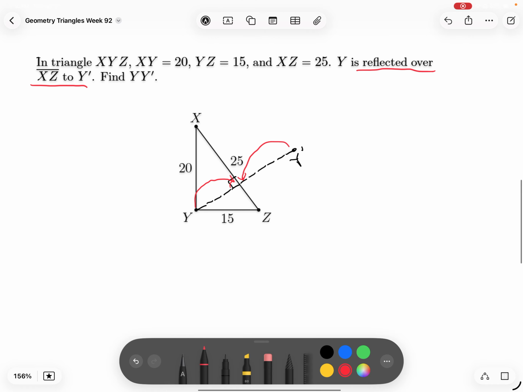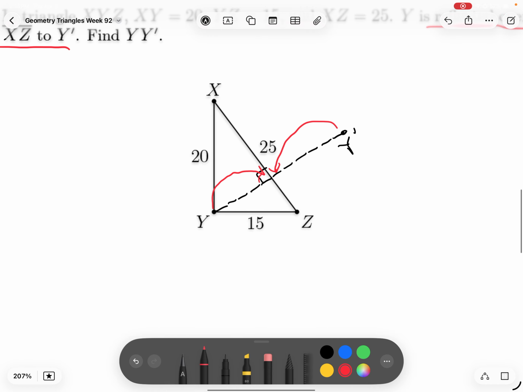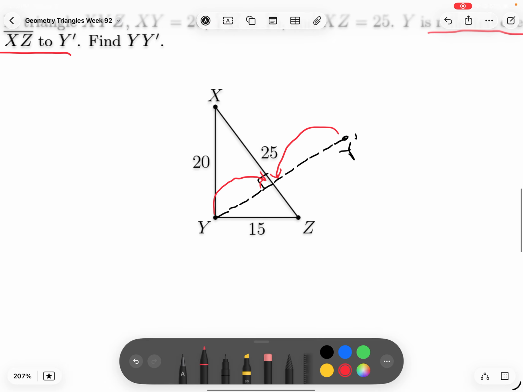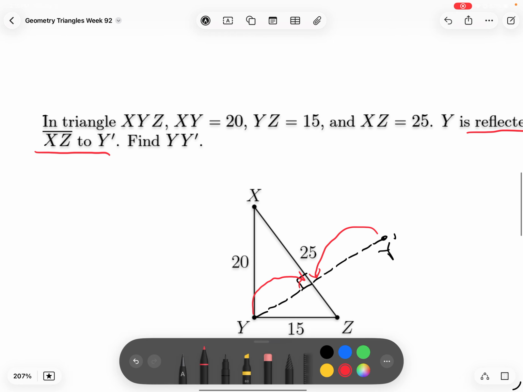We're not doing any translations or transformations here. So, in order to find out the red distance here and the combined distance, which is what they're looking for, YY prime, we must leverage the fact we're dealing with a right triangle here. And in fact, they tell us all the side lengths right here. So we have 20, we have 15, and we have 25.